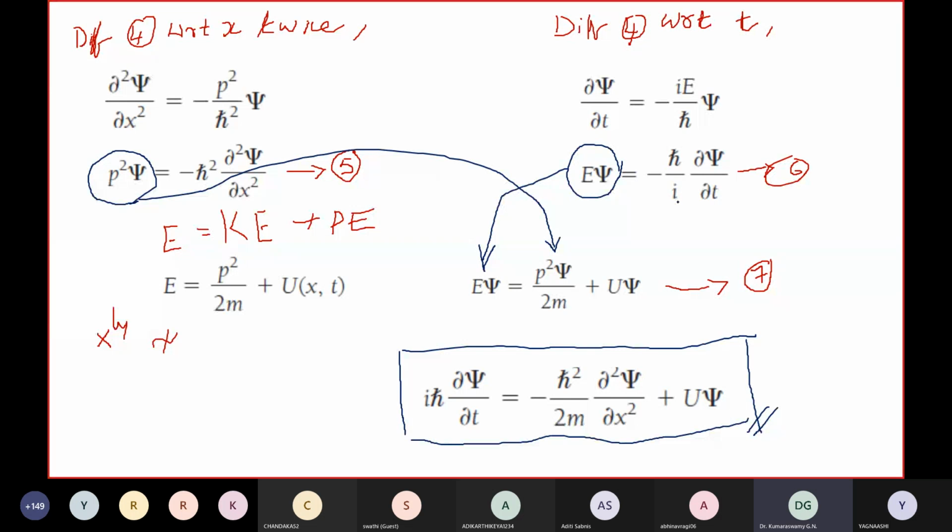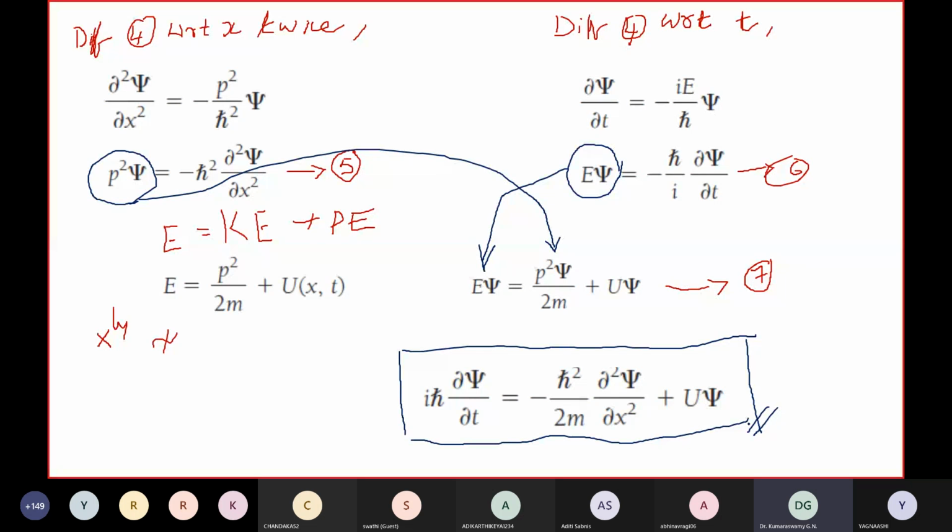Okay. Why did we do this? And what is that we have got now? That is the question. So this is the basic quantum mechanical equation. Just like Newton's equation, F equal to ma, this is a very basic principle in quantum mechanics. This is the basic equation.